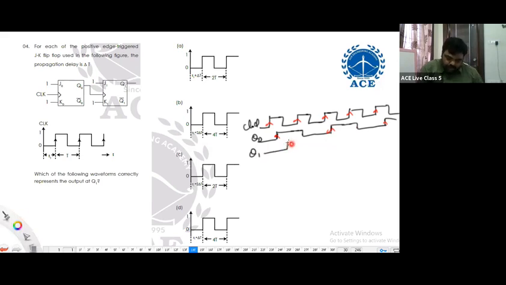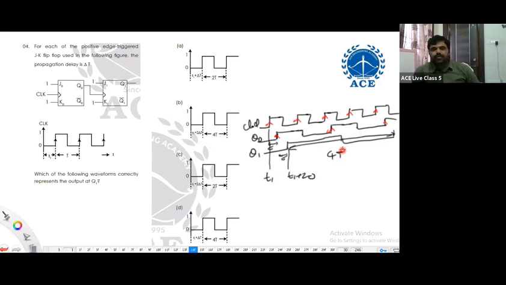Q1 again is delayed by delta. This is delta, this is delta. What is this duration? If I say T1, it is T1 plus 2 delta. How much is this cycle duration? 40, right? This is 40. So T1 plus 2 delta and 40 is the correct answer. The option is T1 plus 2 delta and 40.